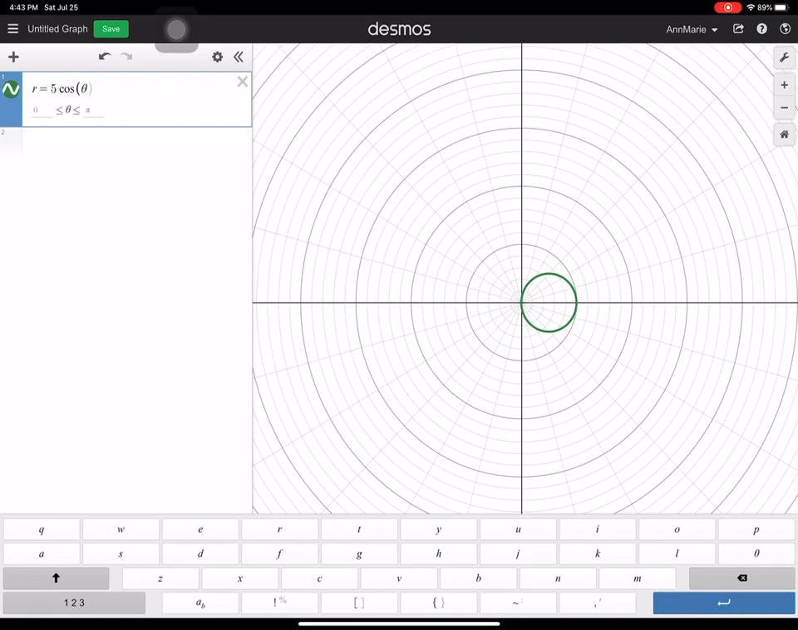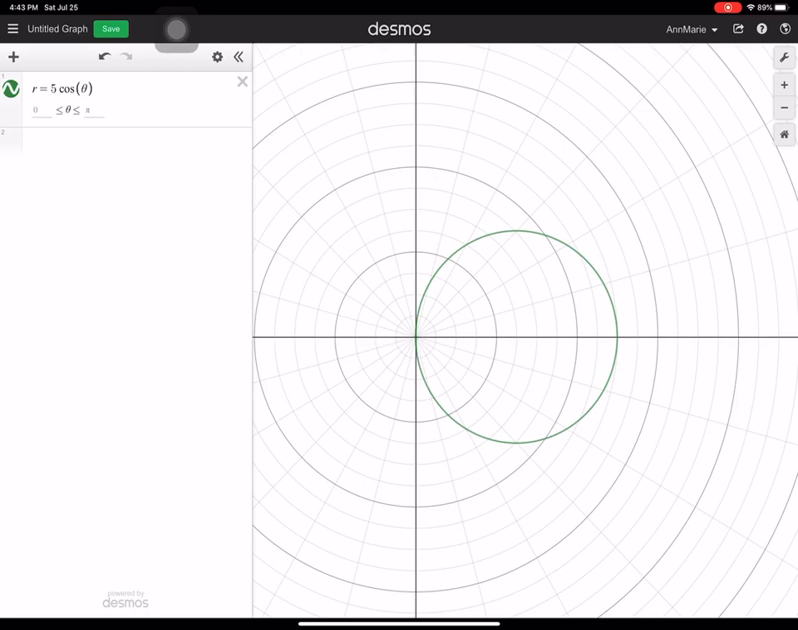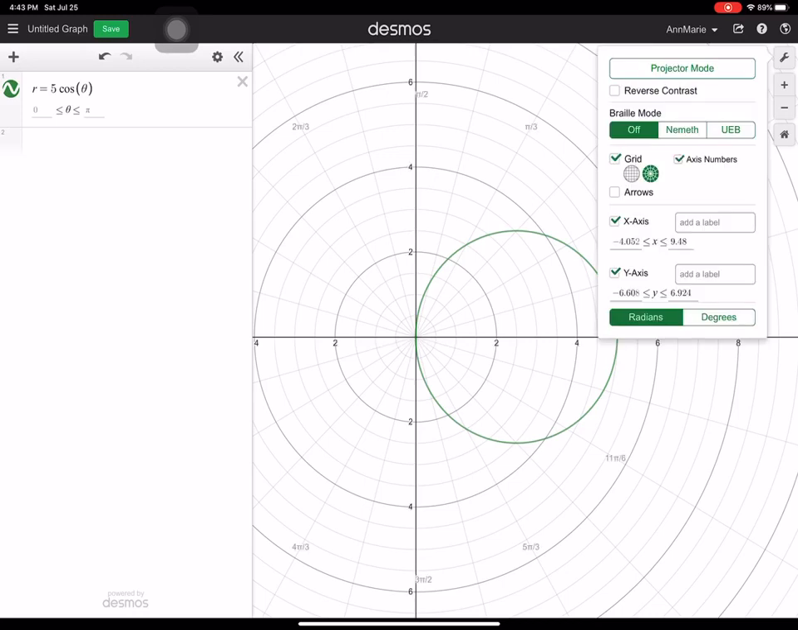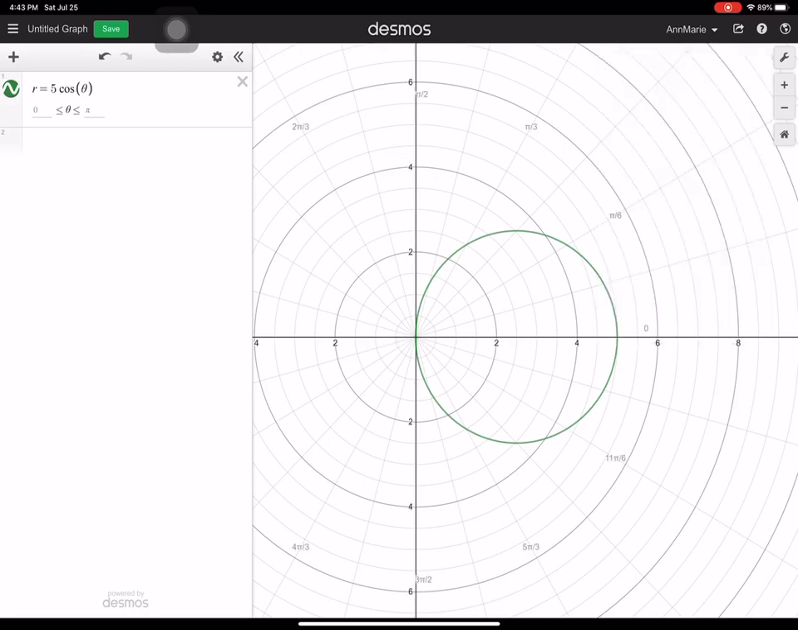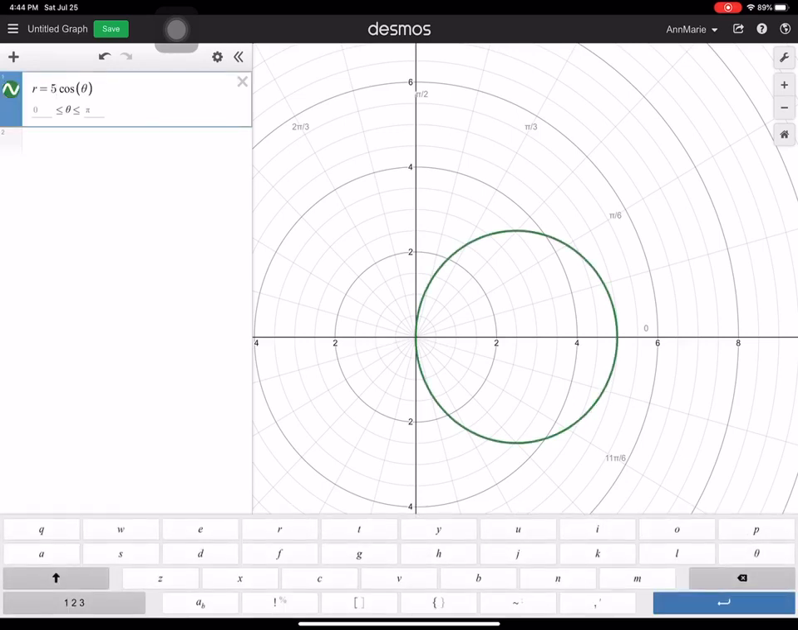Now, how offset is it? Well, let me turn on some numbers for you. And what you can see is that my radius is not 5. My radius is 5/2, right? So that 5 gives you the diameter of the circle. If you want a circle of radius 5, offset, and notice it still touches the origin. Think about why.